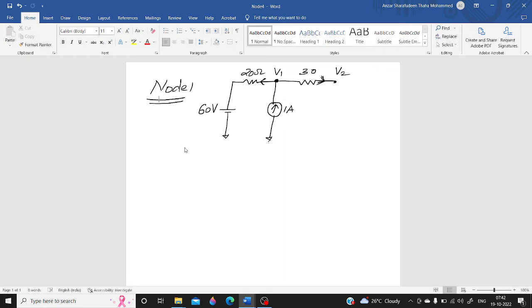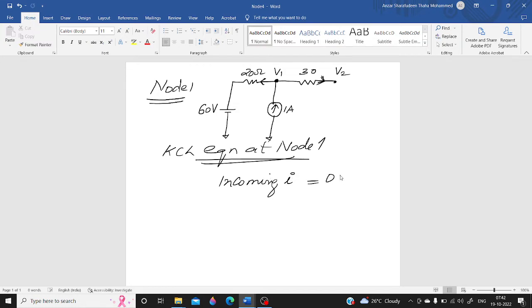Now I write the KCL equation at node 1. What does the KCL equation state? Incoming current is equal to outgoing current. Very simple. Here the incoming current is 1 ampere, so 1 is equal to the sum of the other currents. All other currents are leaving away from the node, so all other currents are outgoing.